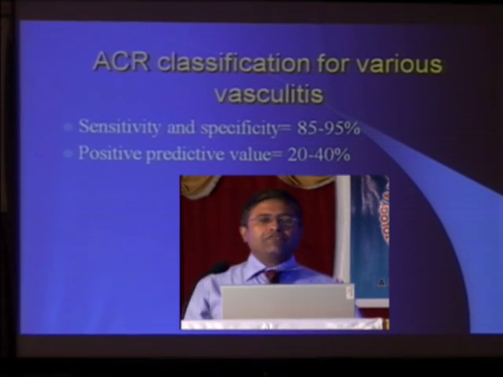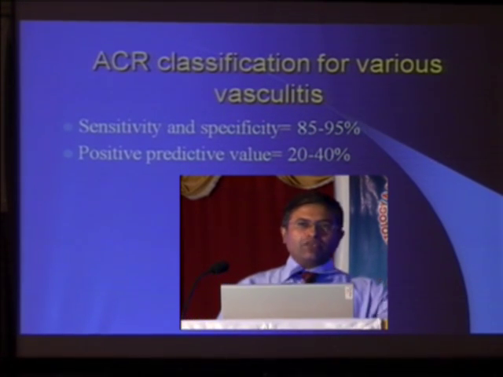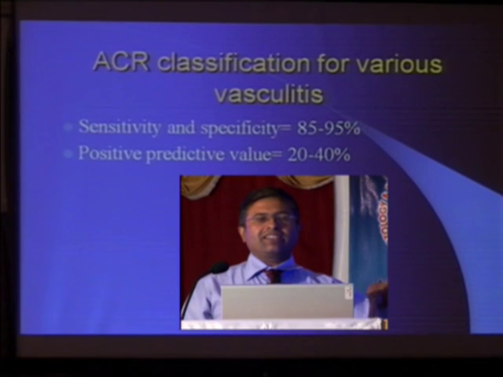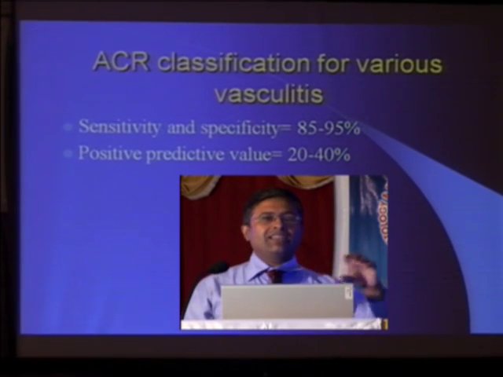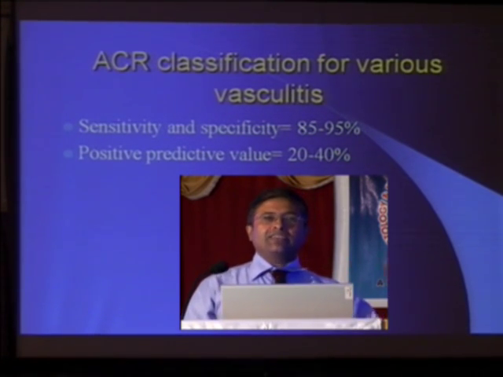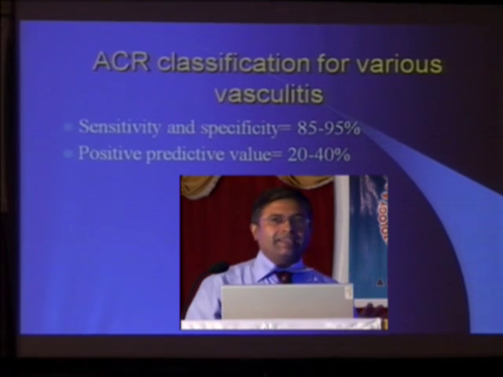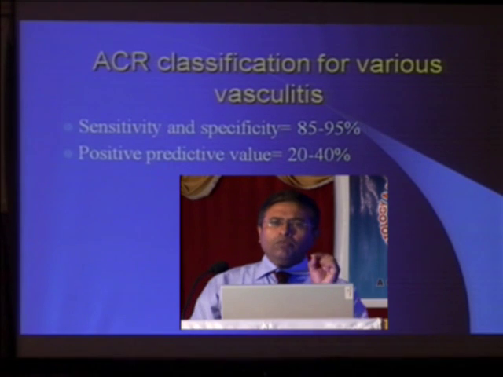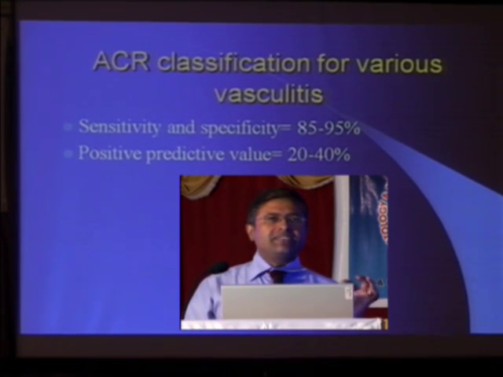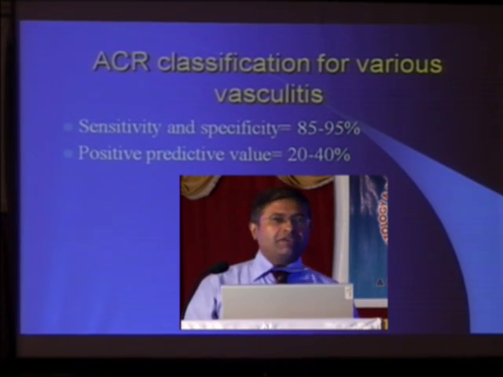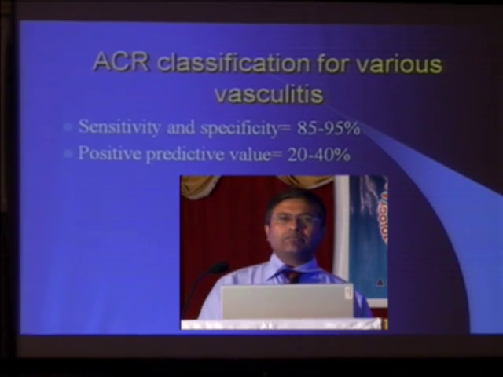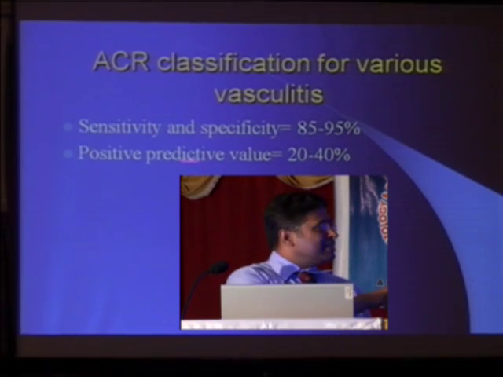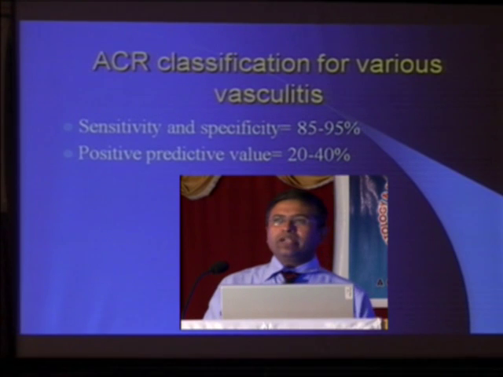Now the ACR, the American College of Rheumatology, loves to make huge criteria. Rheumatoid has 7 criteria, SLE has 11. Each of these important vasculitis diseases has anything from 7 to 11 criteria, which I shall not confuse you with. What is important is that most of these criteria have a sensitivity and specificity of 80 to 95%, nothing to feel excited about, because please understand, the positive predictive value is only 20 to 40%.